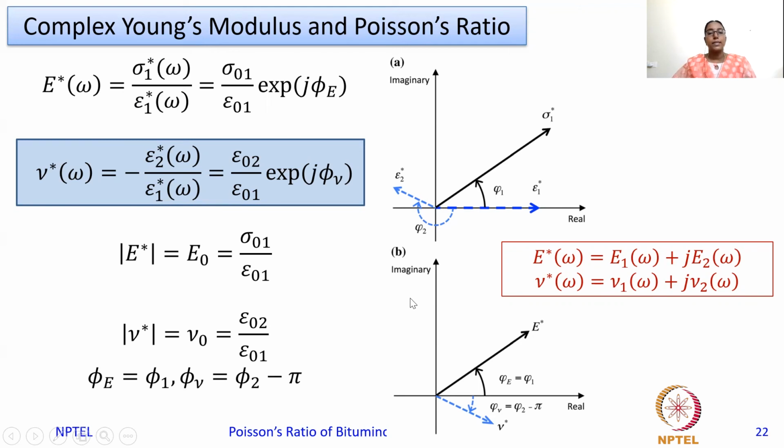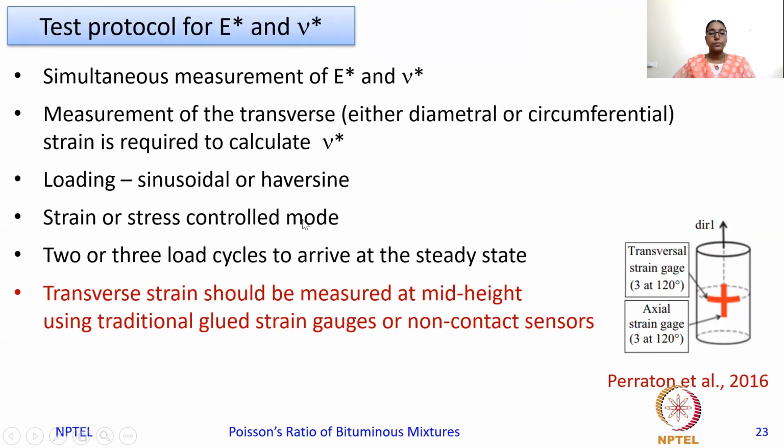So from this test experiment, when the material is subjected to a complex sinusoidal loading in the longitudinal direction, we can make these measurements, and then from the strain measurements, you can compute the complex modulus and the complex Poisson's ratio. So the test protocol is essentially the measurement of E star and nu star simultaneously.